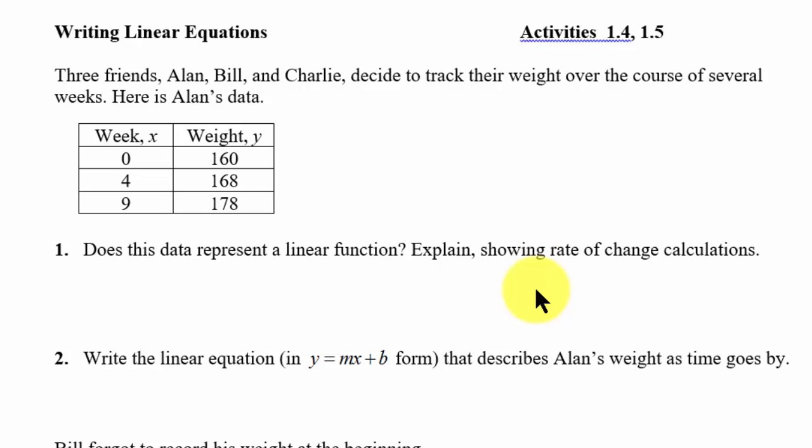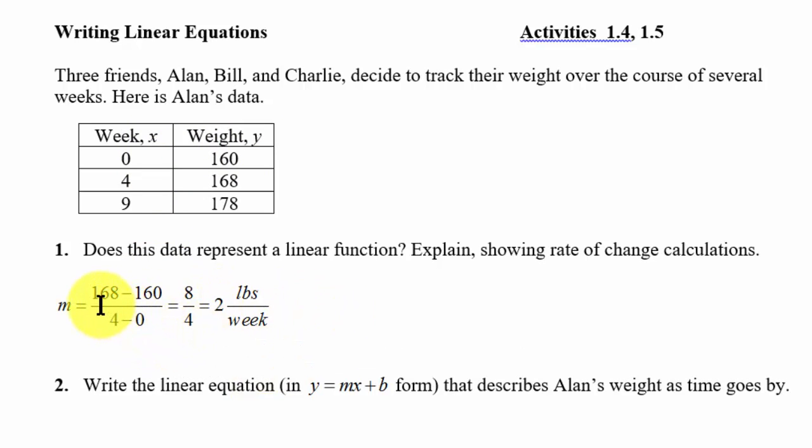So the easiest way to do that would be to use the slope formula. If you remember, the slope equals the change in output over the change in input, or the change in y over the change in x. So that would look like the following. My change in output would be 168 minus 160 over 4 minus 0. That's my change in input. So I'm left with 8 over 4, which equals 2 pounds per week.